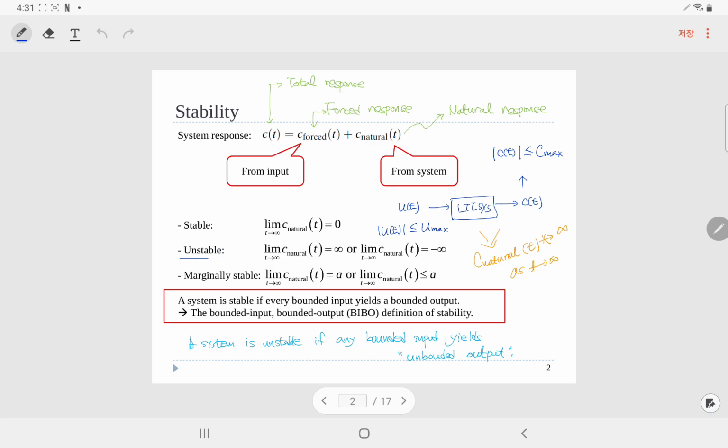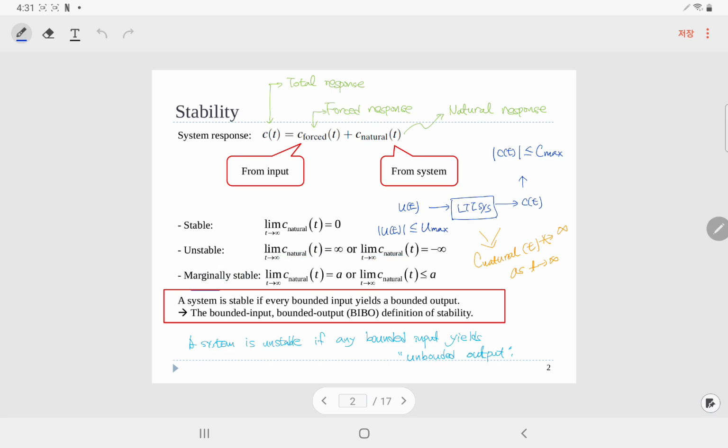자, 그러면 반대로 언스테이블한 케이스는 내추럴 리스판스가 0으로 사라지지 않는다는 얘기예요. 그러니까 시간이 지나면 플러스 무한대나 마이너스 무한대로 발산하는 케이스. 어쨌건 내추럴 리스판스가 인피니티로 발산한다면 포스드 리스판스가 특정한 값을 갖더라도 내추럴 리스판스가 무한대의 값을 갖기 때문에 토탈 리스판스는 플러스 혹은 마이너스 무한대로 발산하죠. 그렇죠? 그렇게 되면 당연히 언스테이블한 케이스다. 이거는 여러분들이 충분히 알 수 있을 거예요.